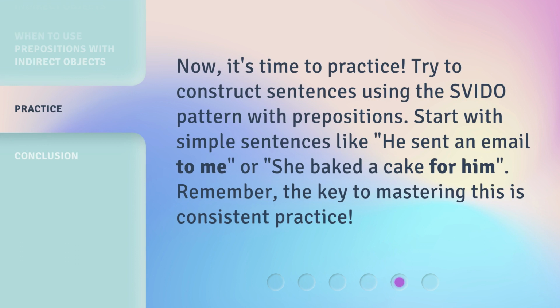Now, it's time to practice. Try to construct sentences using the SVIDO pattern with prepositions. Start with simple sentences like, "He sent an email to me," or, "She baked a cake for him." Remember, the key to mastering this is consistent practice.